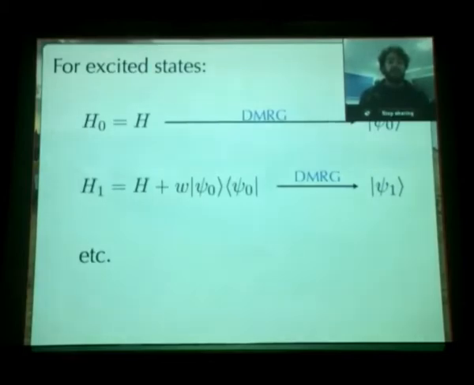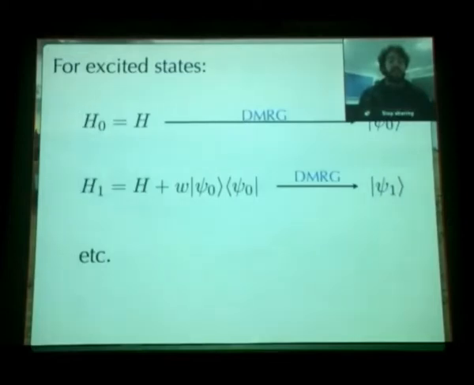And let's call that psi 0. It's cut off slightly, but call it psi 0. Then the idea is that you can now form a new Hamiltonian, call it H1, which is your original Hamiltonian plus some weight W, which you have to experiment with different weights, but just think of it as some number of order one. And then you multiply this times the outer product of psi 0 with itself.